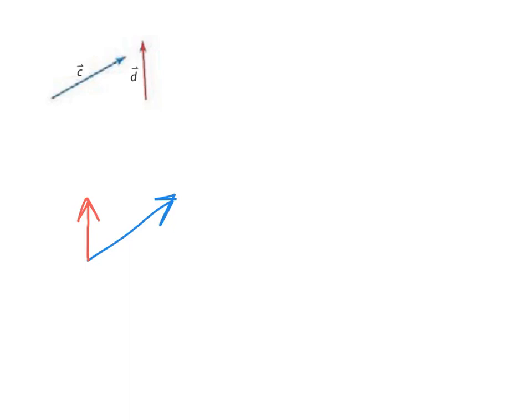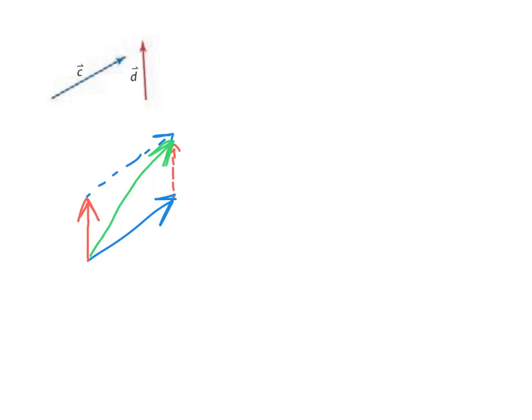And now, according to the parallelogram method, I'm going to complete a parallelogram that's going to have this side the same and this side the same, parallel to the other. And then I'm going to draw the resultant vector as the diagonal of the parallelogram right here. That green vector, that is my final answer. So that is the sum of vector C and vector D.